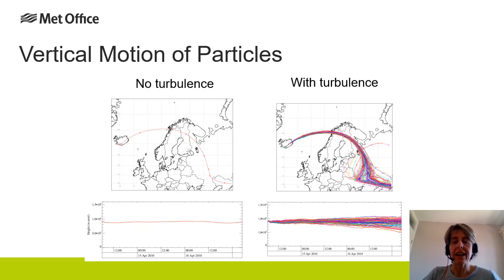When we add in the effects of small subgrid scale motions such as turbulence, we find that when we release many particles, they all follow slightly different trajectories, and the spread or the dispersion is represented by the ensemble of these trajectories. And this applies both in X and Y and in Z, so they spread both in the vertical and in the horizontal.